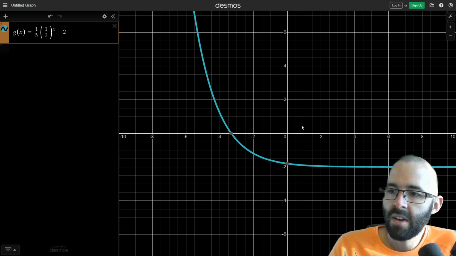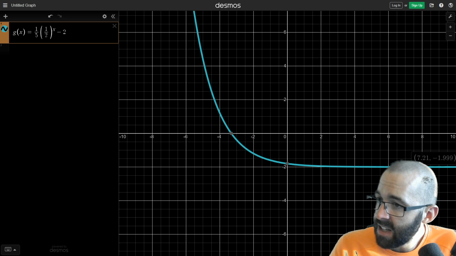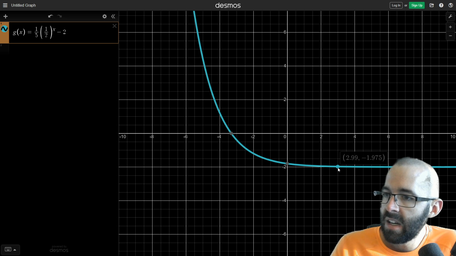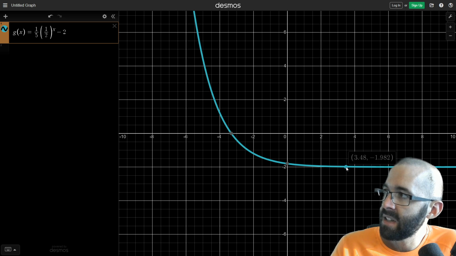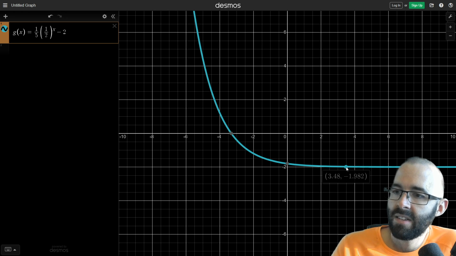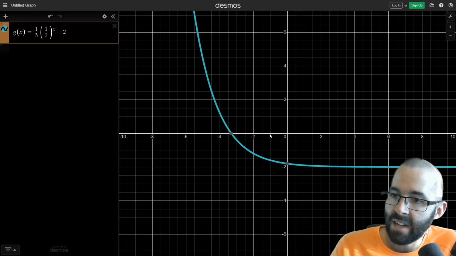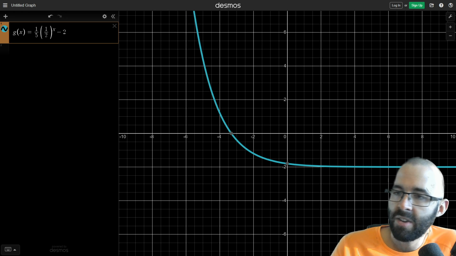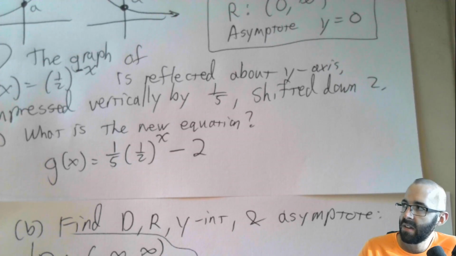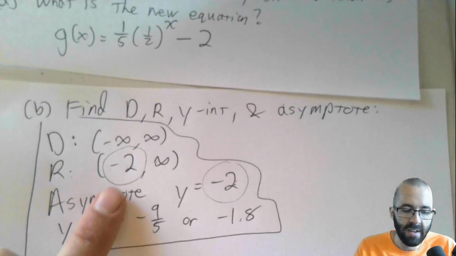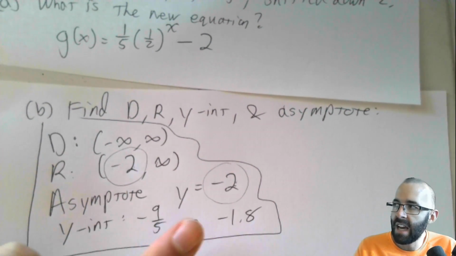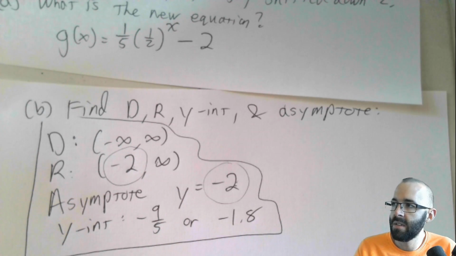The range, we said the y values, it gets really close to -2. Look at the y value on the y coordinate that I'm hovering over. It's really close to -2, but it never actually hits it. So the smallest it can get is almost -2. And the biggest y value goes off to infinity. We had that right here for our range. The asymptote we said was at y equals -2.